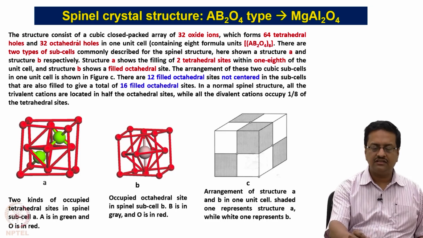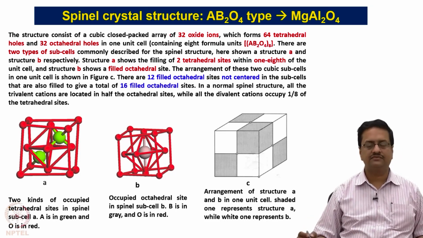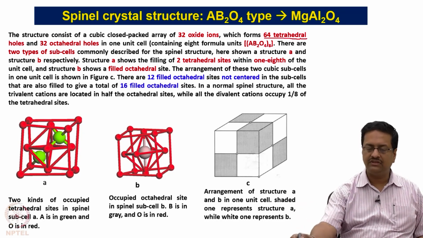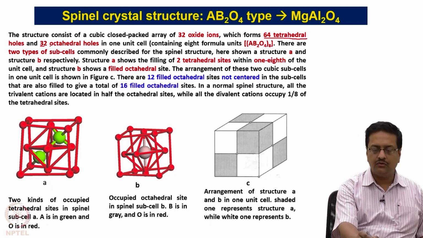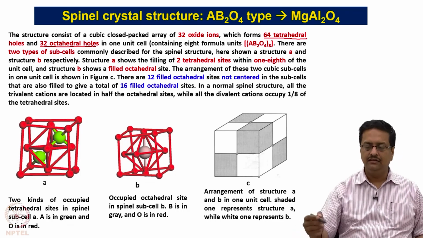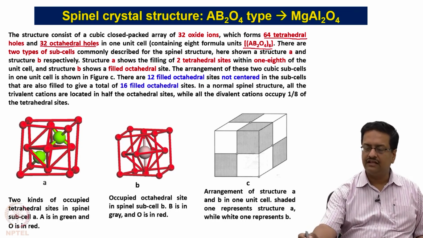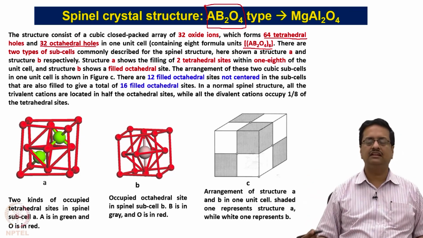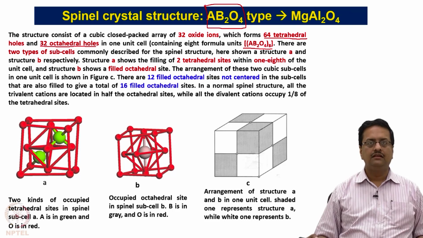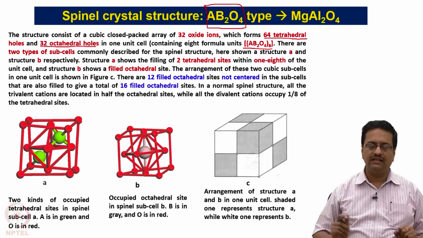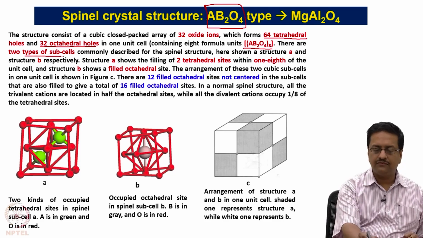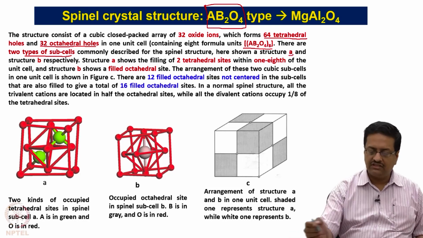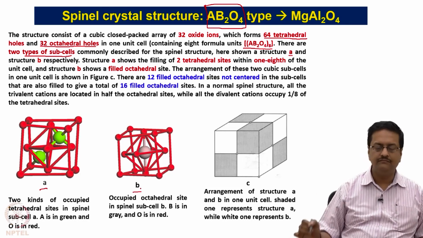You see, the structure consists of a cubic close packed array of 32 oxide ions, which forms 64 tetrahedral holes and 32 octahedral holes in one unit cell containing 8 formula units. That is, this is the formula unit which we are talking about. 8 such formula units are present in one unit cell. So, in this large unit cell, there are two types of subcells. You have two structures A and B.